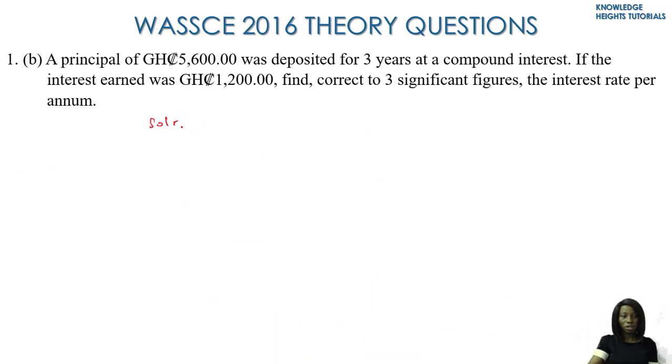Now the B part of question 1. It says we have a principal of 5,600 deposited for 3 years at a compound interest. Take note of this, it's compound. You know we have simple interest and compound interest, so you have to be very careful. And the interest earned was 1,200. Find, correct to 3 significant figures, the interest rate per annum.